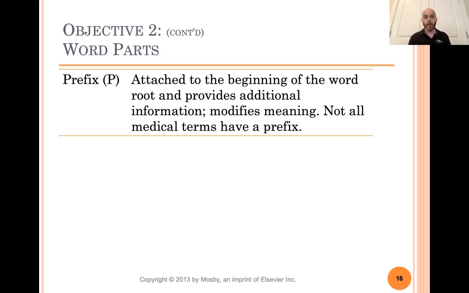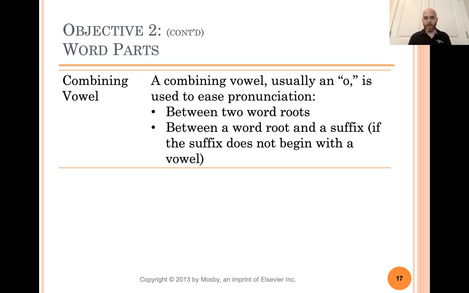Okay, sometimes you'll get a prefix attached to the word root. Meta usually means spread. Stasis, well, we'll get there in a minute. That's the word root.